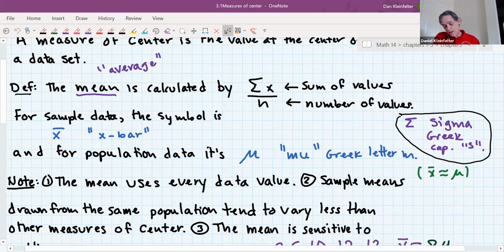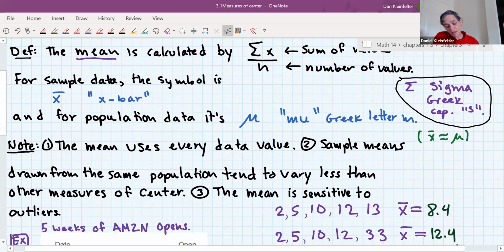Remember that a lot of the time we don't know the facts about an entire population. So we take a sample to give us some idea about the population. The assumption is that the sample mean should be something close to the population mean, right? So x bar is, we hope, a good approximator of mu.